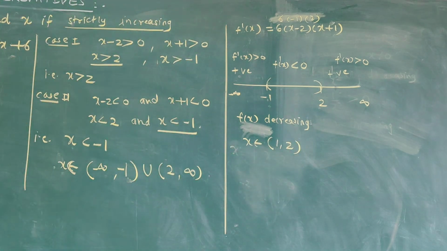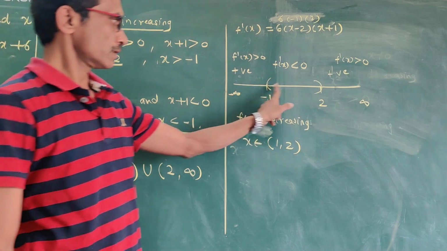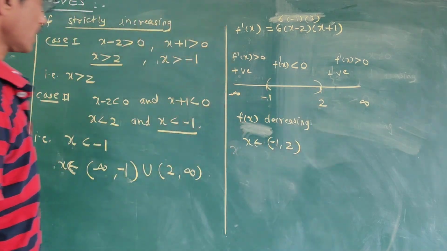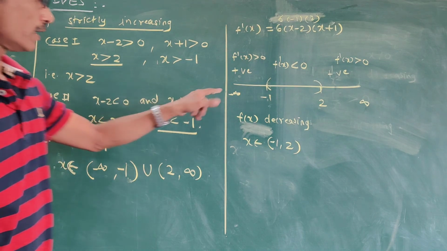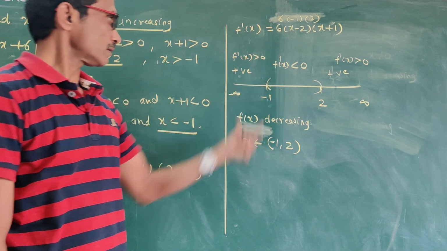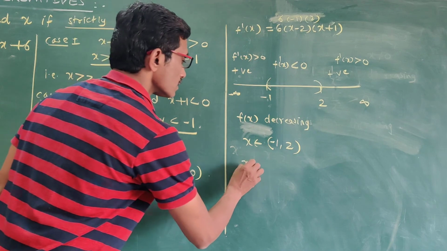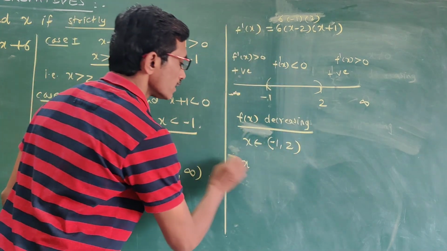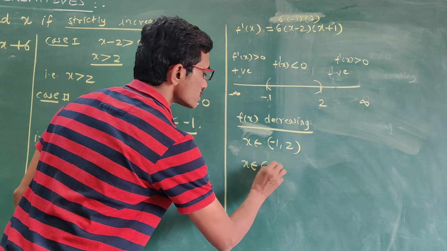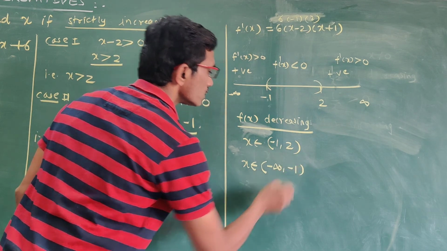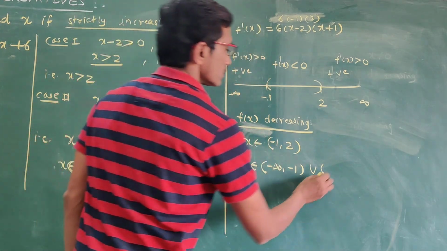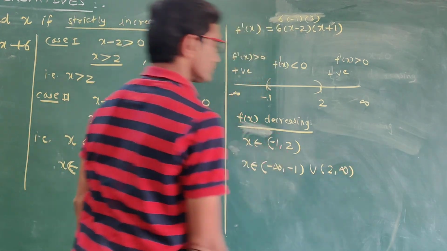This same function is decreasing in the open interval -1 to 2, and it is increasing in the interval x belonging to minus infinity to minus 1 union 2 to infinity.